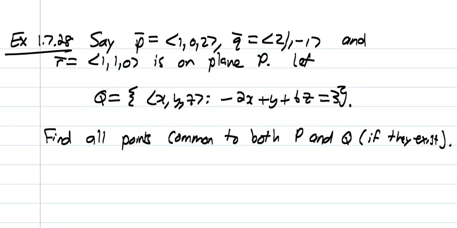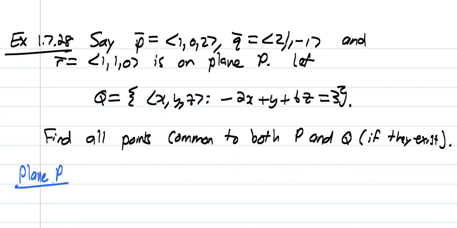So say you have a plane P that passes through vectors P, Q, and R. That's plane P. Let plane Q be the plane whose Cartesian equation is minus 2x plus y plus 6z is equal to 3. We want to find all points common to both P and Q, if they exist. Remember, we could have a scenario where the two planes don't have any points in common. All right. Now, when you do this, it's important that you have the Cartesian equation. So let's start with plane P.